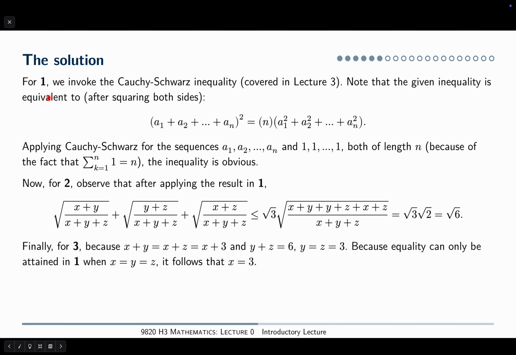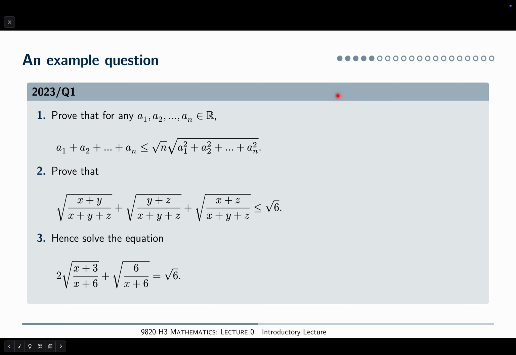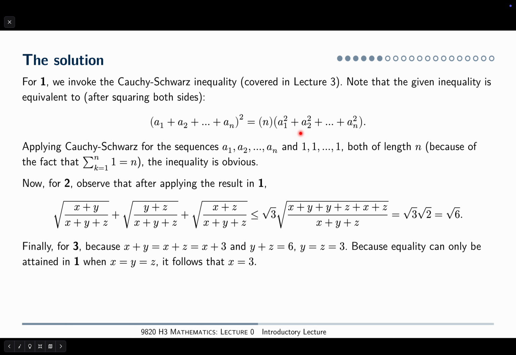So for number 1, we invoke a known result, the Cauchy-Schwarz inequality, which we will cover in lecture 3, don't worry about that. And we need to note that when we square both sides, we reduce this inequality into this form. Cauchy-Schwarz requires two sequences, and the sequences we will use are a1, a2 all the way to an, and 1, 1 all the way to 1. And both sequences are of length n. Cauchy-Schwarz allows us to do this, and the inequality is pretty obvious after you apply Cauchy-Schwarz.